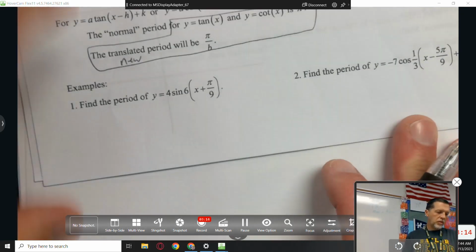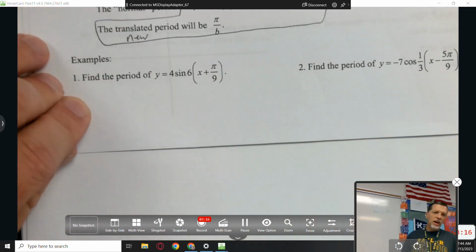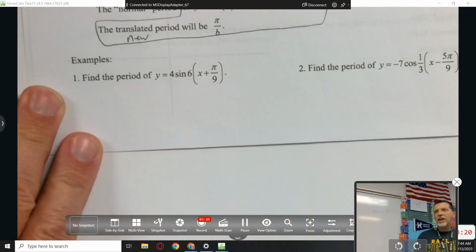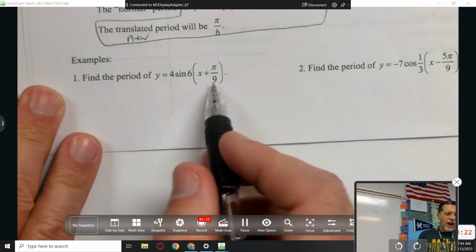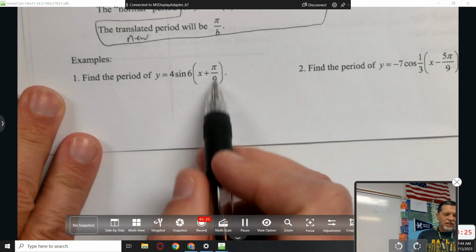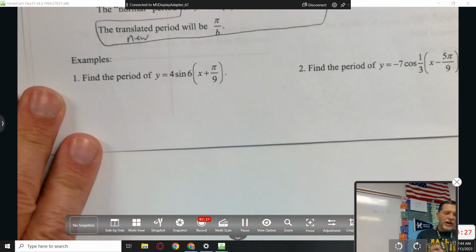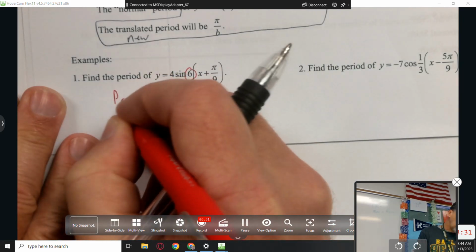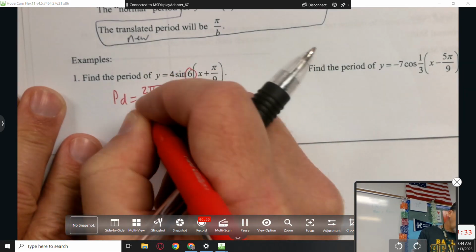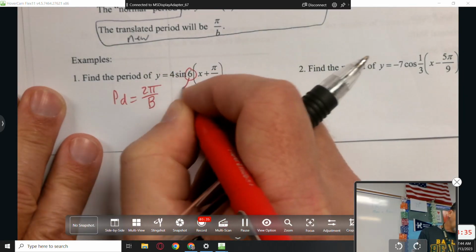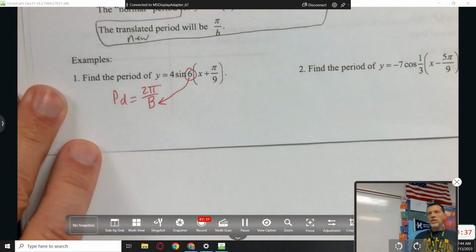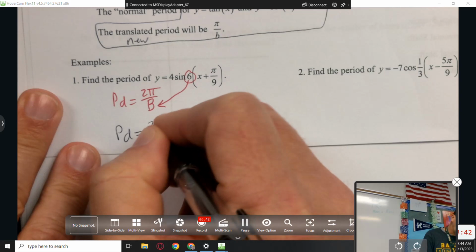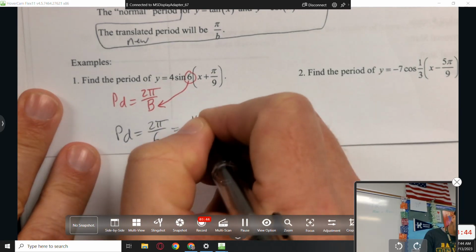So some examples. Find the period of y equals 4 sine 6 parentheses x plus pi over 9. So that would be a real pain to graph if we wanted to graph that, because you have to go left pi over 9. But we're not graphing it. We just want to know what period is. Well, the period is 2 pi over B. B is 6. So that period would be pi over 3.